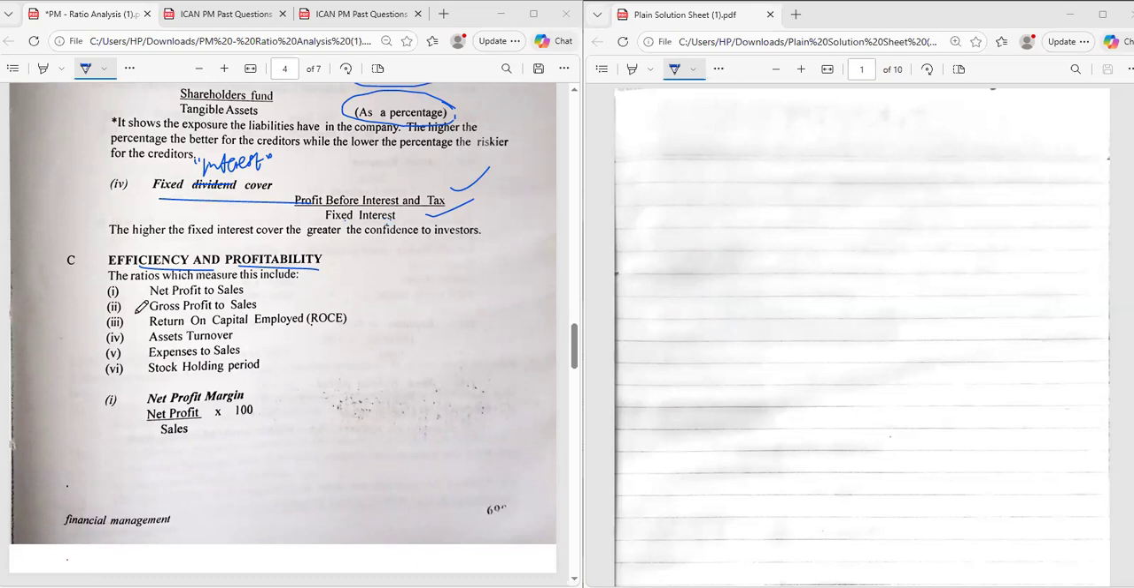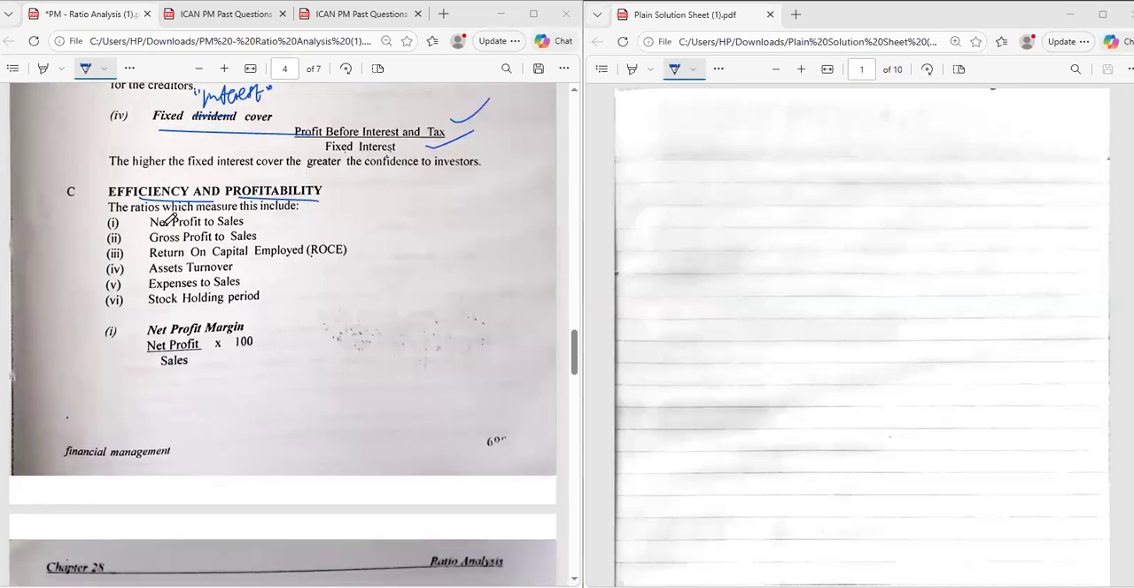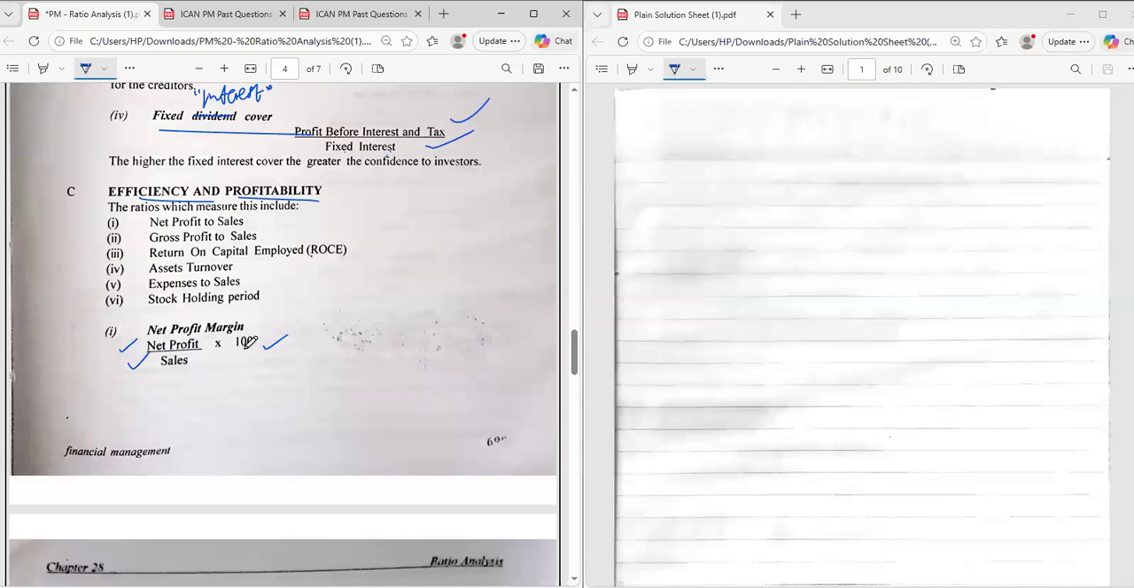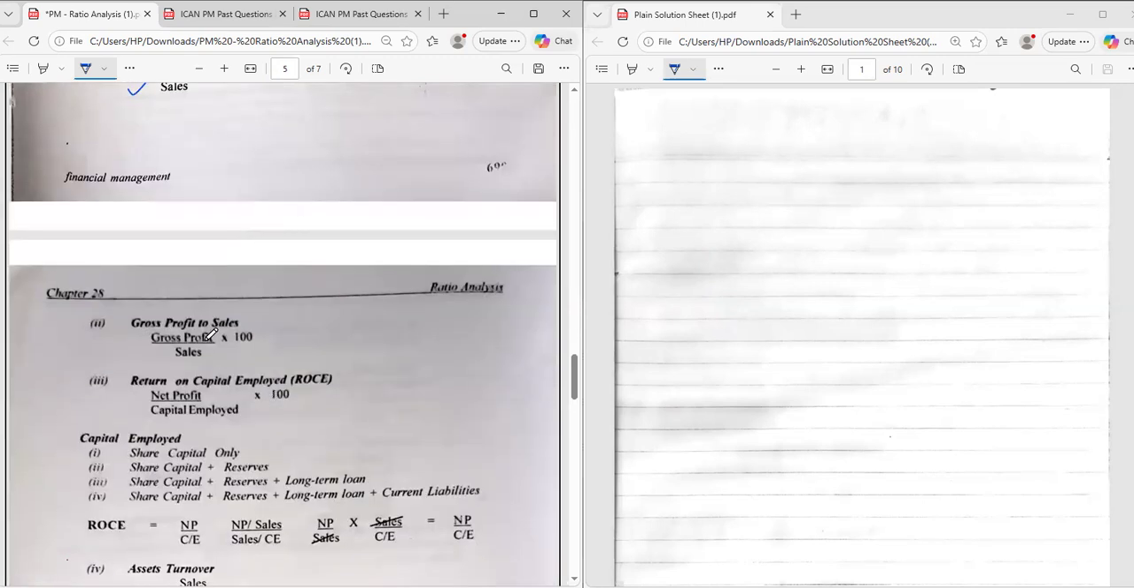For the types of ratios under it, we have the net profit to sales, the same thing as net profit margin ratio. The formula is net profit divided by sales times 100. Get your net profit, get your sales. This ratio only uses values from your P&L. That's your net profit margin ratio. Then this is your gross profit to sales, or gross profit margin ratio. So just say gross profit divided by sales times 100%.